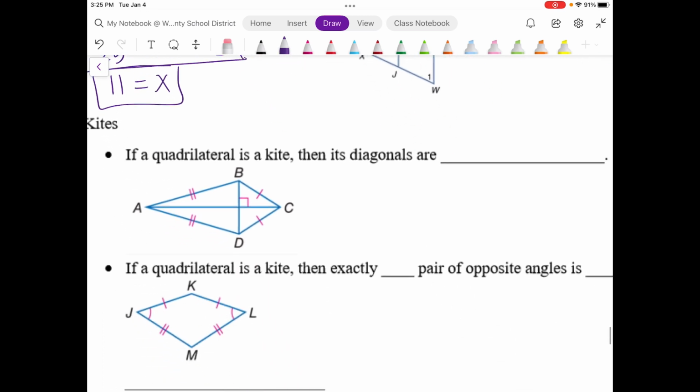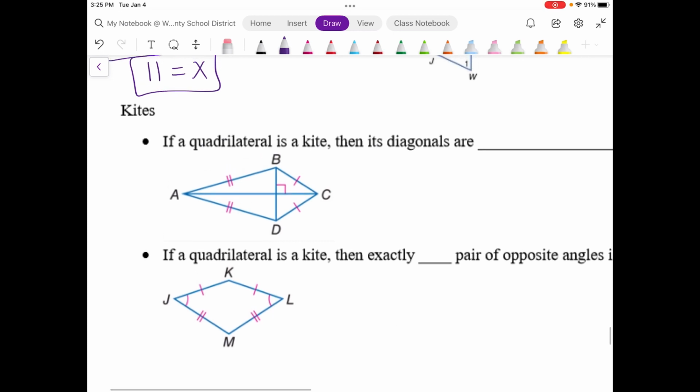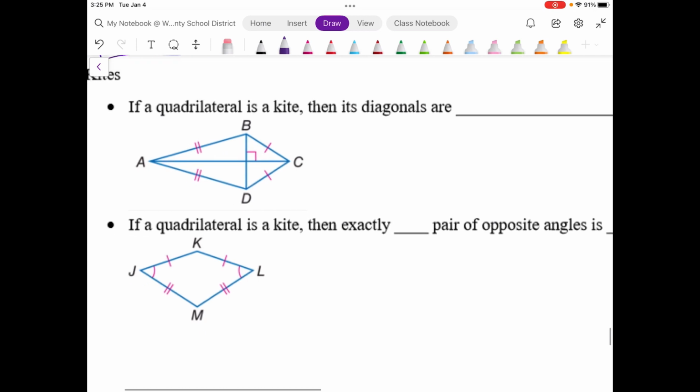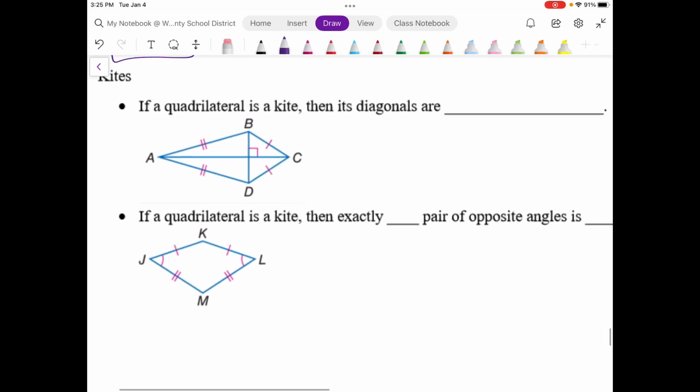All right. So that was all trapezoids for the first part of our notes. Now we're going to move on to kites and the properties that make these kites. In a kite, the diagonals are going to be perpendicular. And we talked about diagonals being these lines that go across, so from angles opposite to each other.